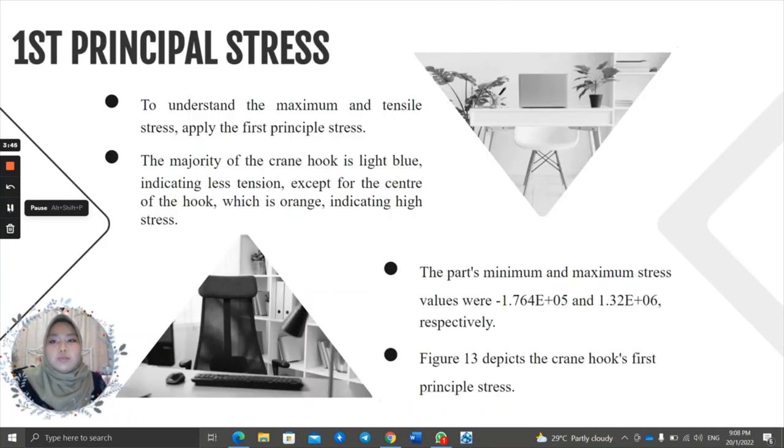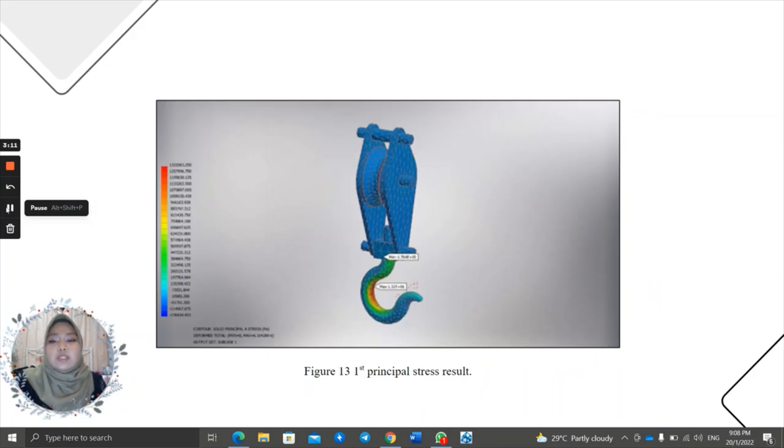Next, for first principal stress, to understand the maximum tensile stress, we apply the first principal stress. The majority of the crane hook is light blue, indicating less tension, except for the center of the hook, which is orange, indicating high stress. The minimum and maximum stress values were negative 1.764E+05 and 1.32E+06 respectively. Figure 13 depicts the crane hook for first principal stress. So this is the result for the first principal stress.